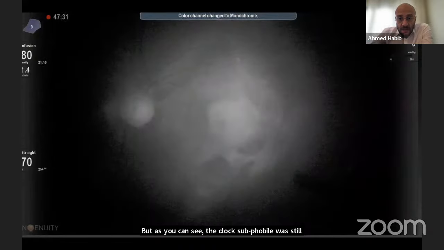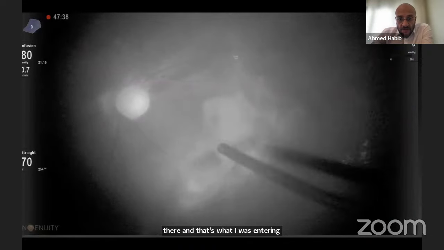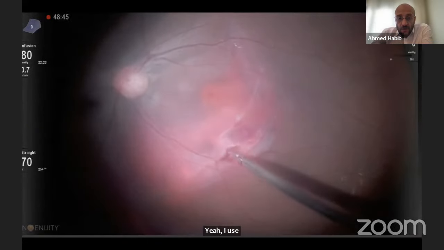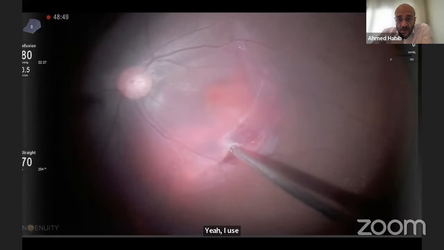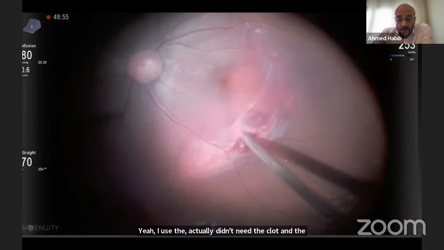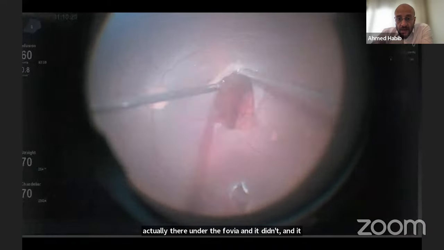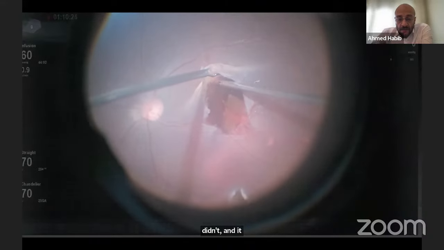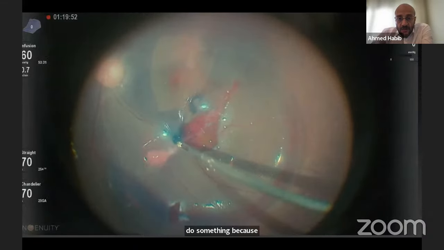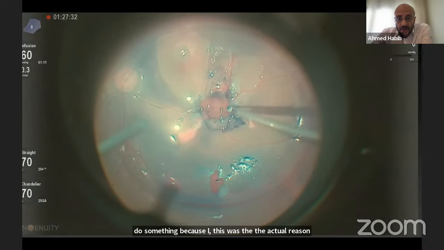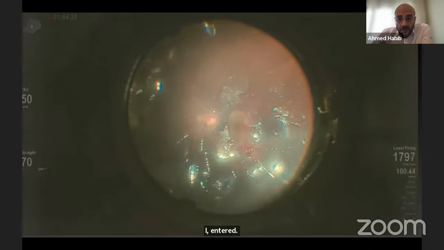I used the Ingenuity to actually delineate the clot, and the clot was actually there under the fovea, and it didn't emulsify or move. So I had to do something, because this was the actual reason I entered. So I had to enter under the retina and remove this clot.